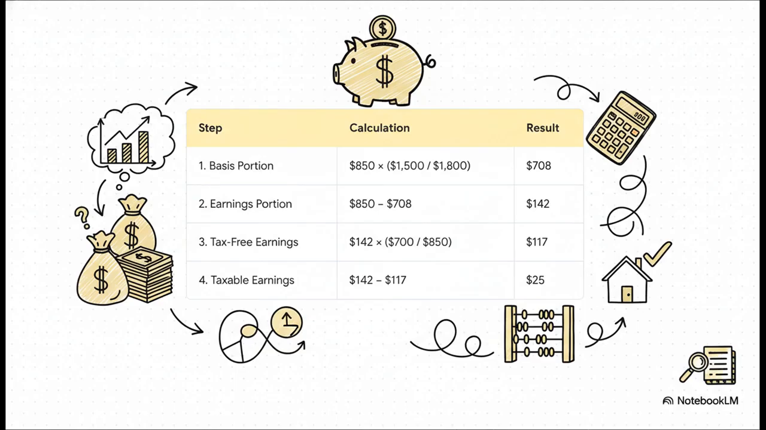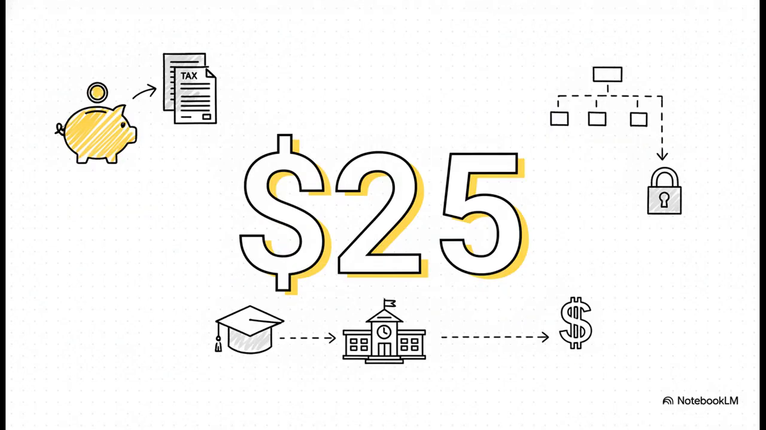Now, here's the key part. Step 3. Their adjusted qualified expenses were only $700, so we multiply those $142 in earnings by the ratio of 700 over 850. That tells us that $117 of the earnings are tax-free. And the final step, step 4, is easy. Total earnings of $142 minus the tax-free portion of $117 leaves a final taxable amount of just $25. And there you have it. The taxable amount is just $25.